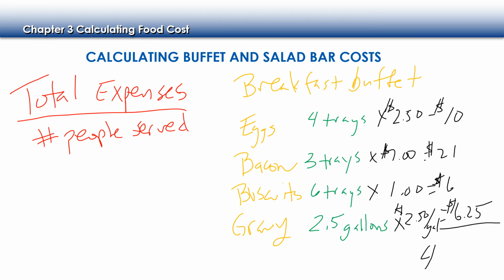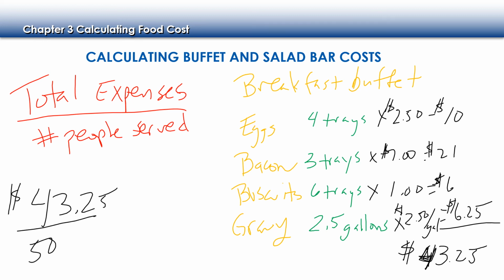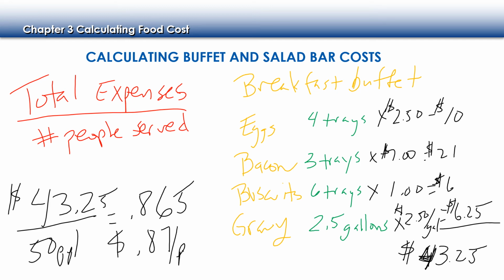So if we take all of these now and add them up, we get a total of $43.25. Okay, so that's my total cost. And let's say with that $43.25, we actually served 50 people. So if I take $43.25, divide by my 50 people served, I get an average of 86.5 cents. So we can round that up to 87 cents per person is what I spent on my buffet.